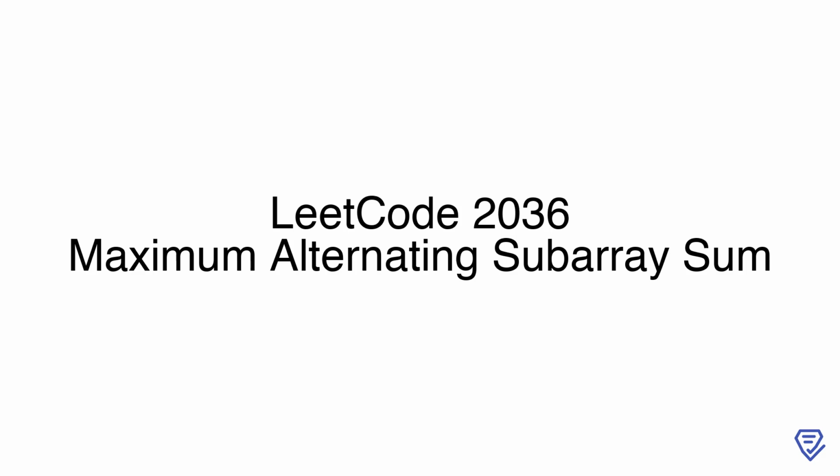Welcome! In this session, we'll tackle LeetCode problem number 2036, maximum alternating subarray sum. This problem challenges us to compute the maximum alternating sum for all possible subarrays of a given array. Let's dive in and explore the approaches to solve this problem step by step.